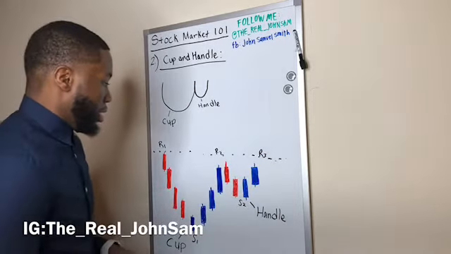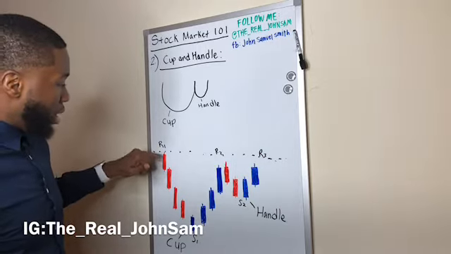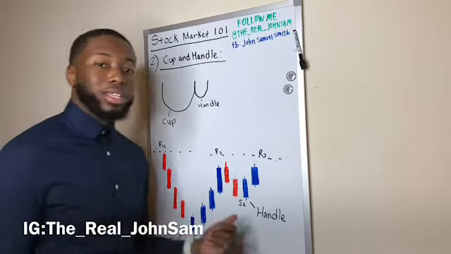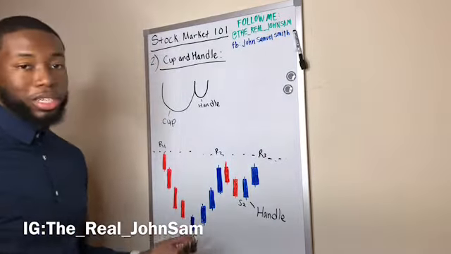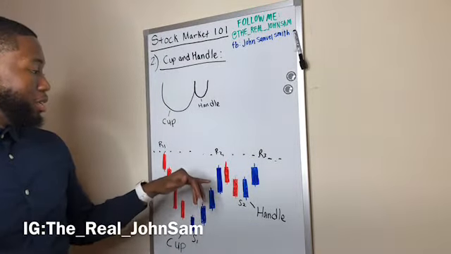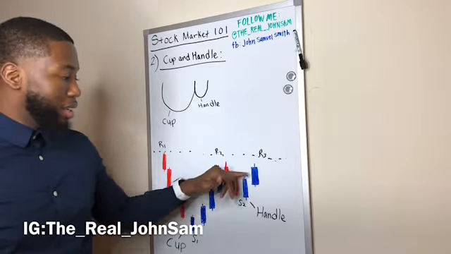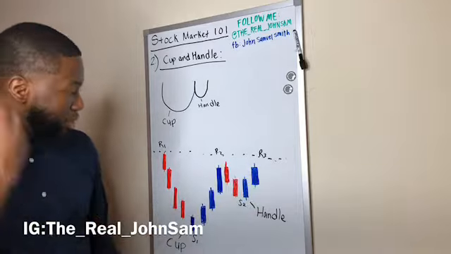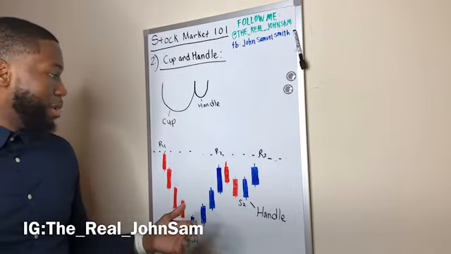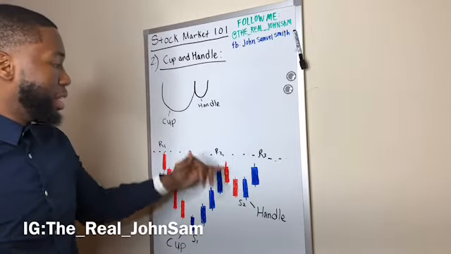Okay, so if you have R1 higher than R2, then more than likely the market is going to be going down, based off of what chart you're looking at. So you're going to have a bearish candlestick coming usually after this. You're going to have a downward trend in the market, and that's what's going to end up happening after this cup and handle pattern.